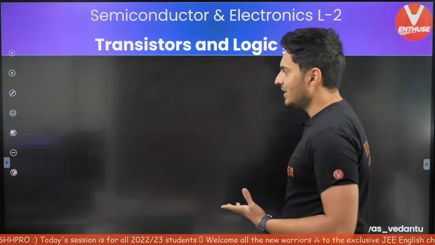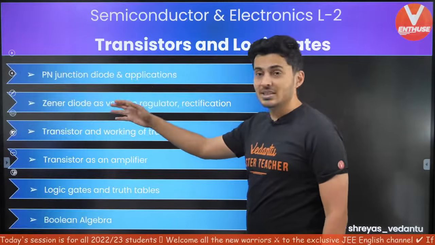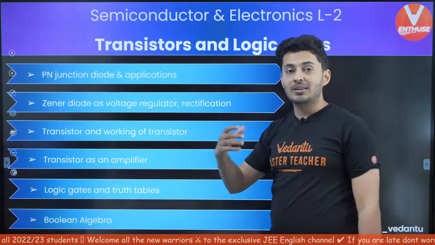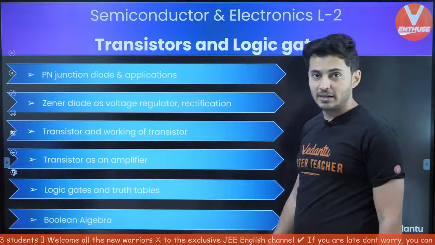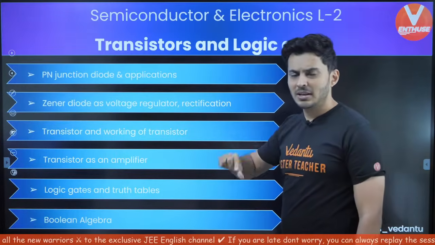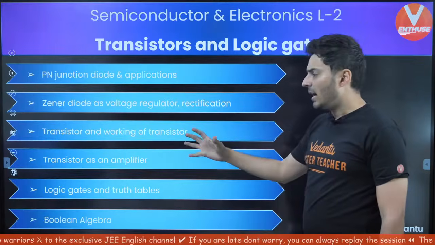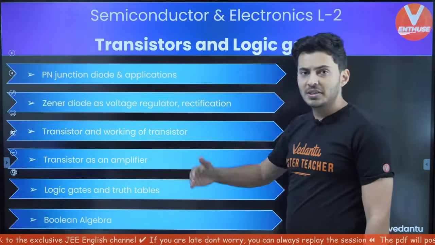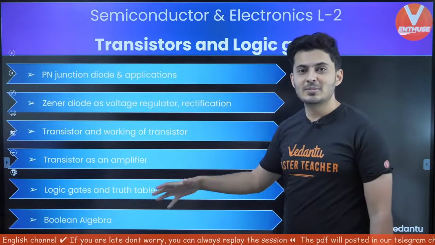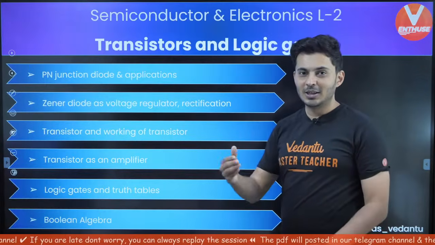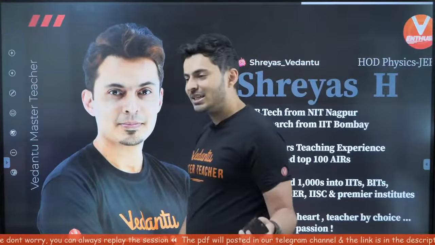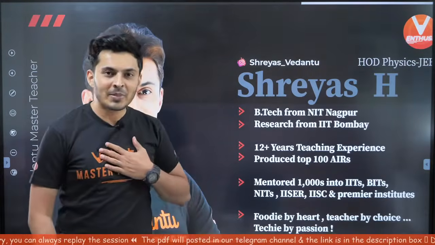In today's session, what we are going to do is we are going to see the PN junction diode and its applications like Zener Diode in reverse bias and voltage rectification. And then we are going to move on to transistors. How is it made? What is the symbol and how do you make it work? And what is the application as an amplifier? And then we'll also go to Boolean algebra, logic gates, and the zeros and ones that you have in machine languages. All of this with me, Shreyas, your physics master teacher at Vedantu.